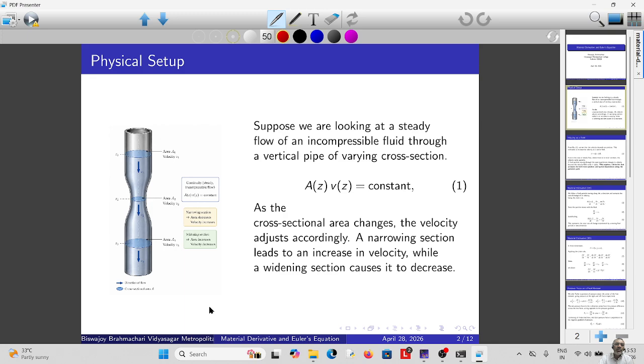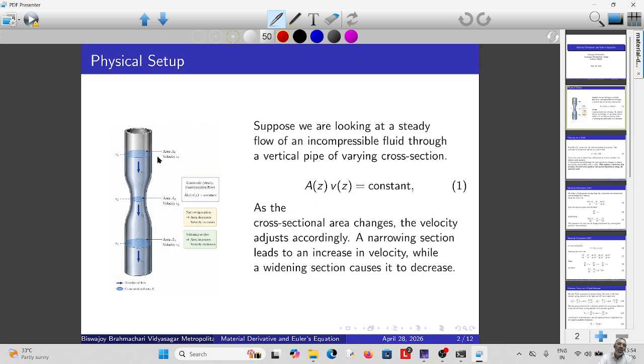and this pipe has varying cross section. Here the cross section is large, here cross section is small, here cross section is large. That means from continuity equation we should get that cross section multiplied by velocity equal to constant. Cross section is large, velocity will be small, and where cross section is small, velocity will be large.